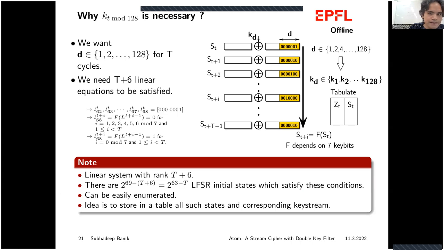Now, note for this D to take values only from this set for capital T successive iterations, we need that the initial LFSR state satisfy this system of linear equations. Now, this is a linear system with rank T plus 6, which means that there are a total of 2 to the power 63 minus T LFSR initial states satisfying these conditions. Since the system is linear, all these states can be easily enumerated. And the idea is to store in a table all these states and the keystream vectors that they produce.